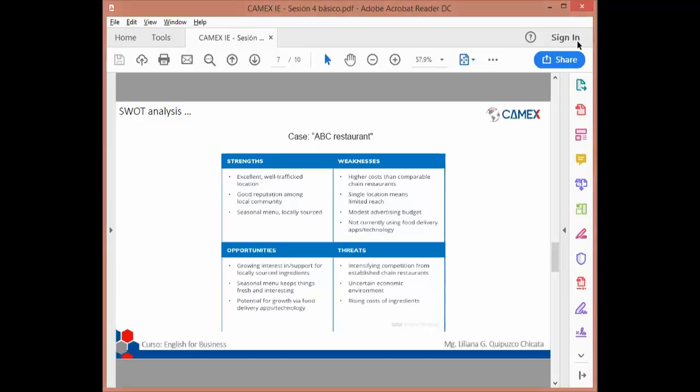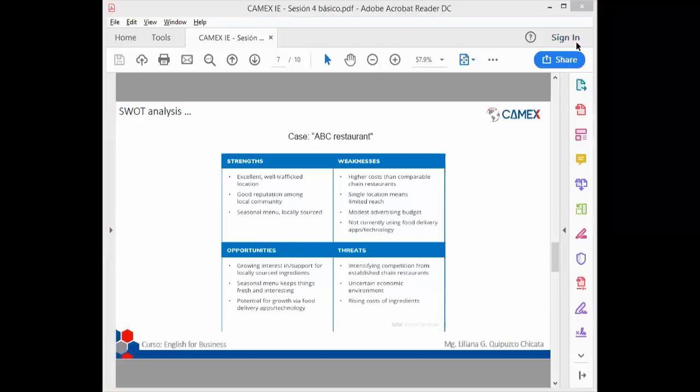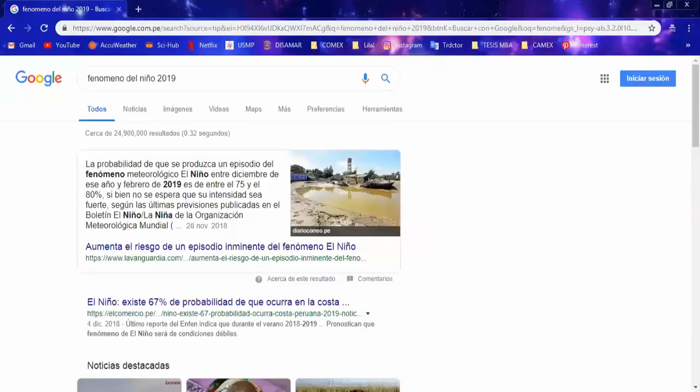Okay, so that is an example of how to use Google to search for potential threats and also potential opportunities for our business scenarios. In this case, we were doing the case of just a regular restaurant in Lima, Peru, a small business. Okay.